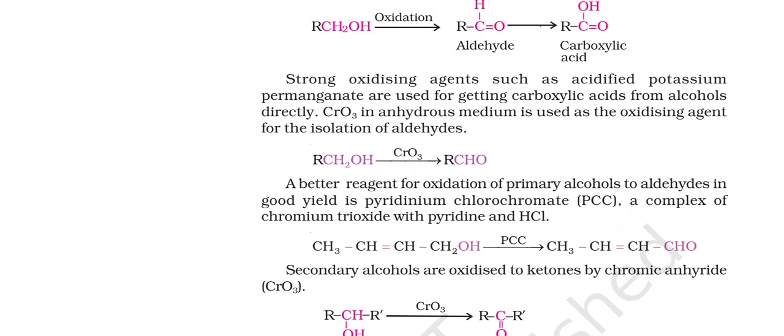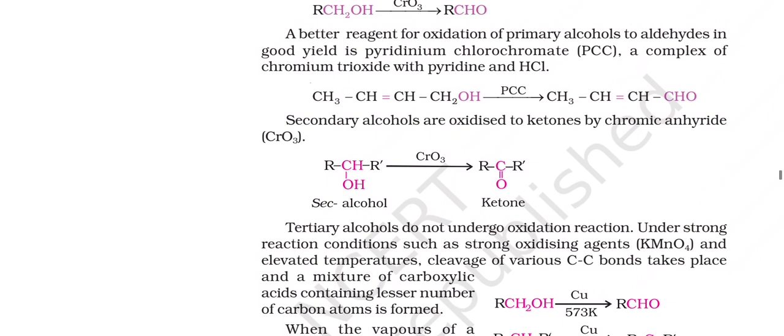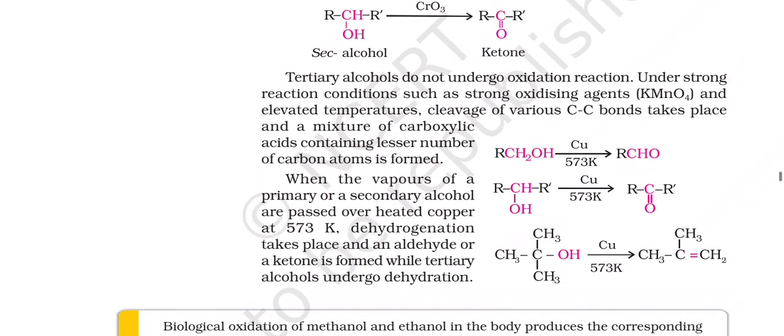Depending on the oxidizing agent used, a primary alcohol is oxidized to an aldehyde, which is further oxidized to a carboxylic acid. Strong oxidizing agents such as acidified potassium permanganate are used to get carboxylic acid from alcohol directly. CrO3 in anhydrous medium is used as an oxidizing agent for the isolation of aldehyde. A better reagent for oxidation of primary alcohol to aldehyde in good yield is pyridinium chlorochromate, a complex of chromium trioxide with pyridine and HCl.